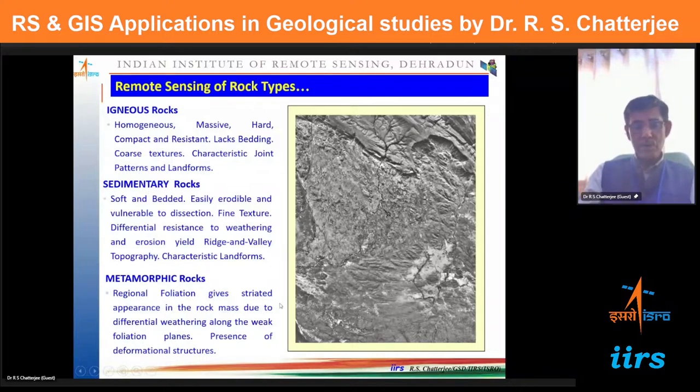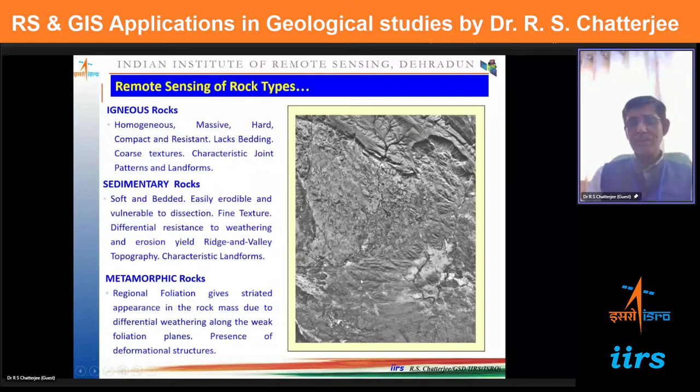And in metamorphic rock, what happens? Due to the pressure and temperature, pressure has certain directions, no? A direction in which this stress is applied. So some weak planes develop in a particular alignment. These are the regional foliation planes. These regional weak planes are very vulnerable to weathering and erosion. So along these weak planes, the weathering and erosion will be more. That will give you this kind of striation-like features. So you'll find on the image some striated appearance.